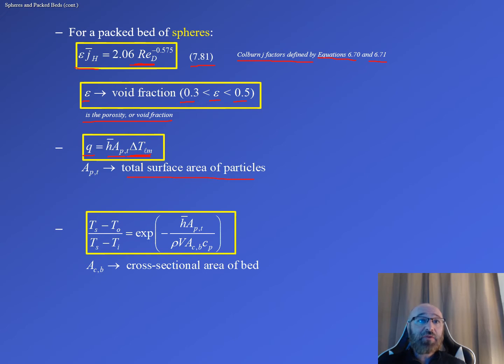And last, we have this relationship down here. We can see our temperature difference ratio between TS minus TO, which again we now have a relationship for, divided by TS minus TI, is equal to e to the negative, and we've seen this equation before, H bar times A sub P comma T, where we plug in that total surface area of the particles, all divided by rho V A sub CB times C sub P. This A sub CB, if we see on the bottom here, is the cross-sectional area of the bed.